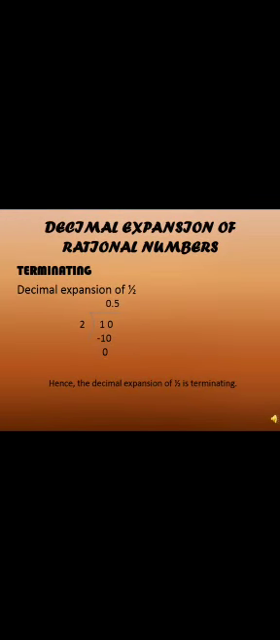This is the decimal expansion of rational numbers. First we'll talk about terminating decimal expansions. What do we mean by that? Terminating means it will stop. The decimal expansion will end. We'll take the example of 1 by 2. When you divide 1 by 2, your answer will be 0.5, that is your quotient will be 0.5 and your remainder will be 0. That means the expansion has terminated. So the decimal expansion of 1 by 2 is terminating.